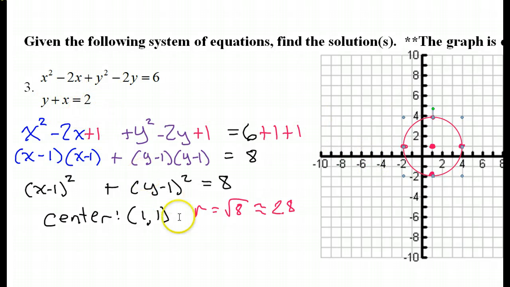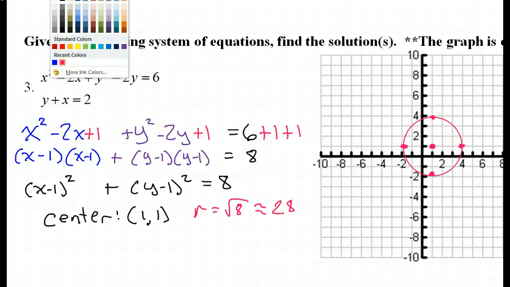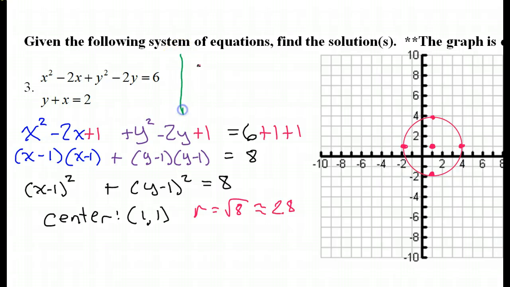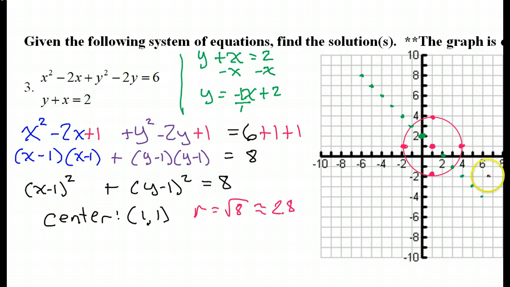Alright, next we need to graph this line so we can see where it crosses. Okay, so we've got this line y plus x equals 2. If we subtract x from both sides, then we have y equals negative x plus 2. And so we can graph this. So the y-intercept is 2, so it'll start off here. And then the slope is negative 1, so that's like negative 1 over 1. So that's going down 1 over 1 like this. And we can continue the pattern to the left like this. Alright, so you can see that the line is doing this. Alright, so that is our line.